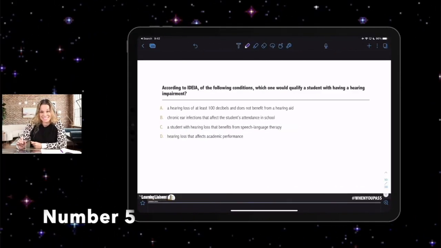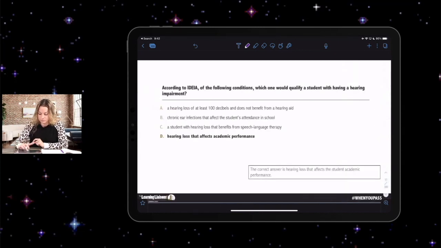According to IDEIA, of the following conditions, which one would qualify a student with having a hearing impairment? A, a hearing loss of at least 100 decibels and does not benefit from a hearing aid. B, chronic ear infections that affect the student's attendance in school. C, a student with hearing loss that benefits from speech-language therapy. Or D, hearing loss that affects academic performance.